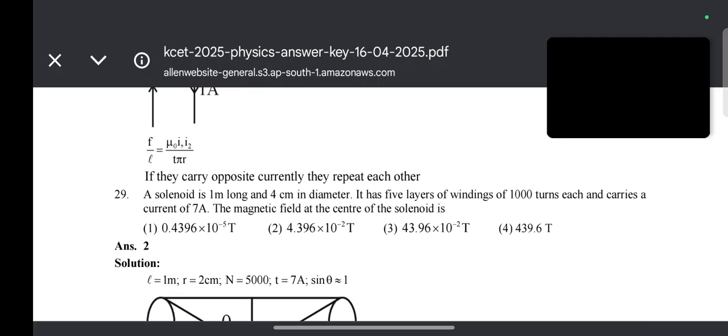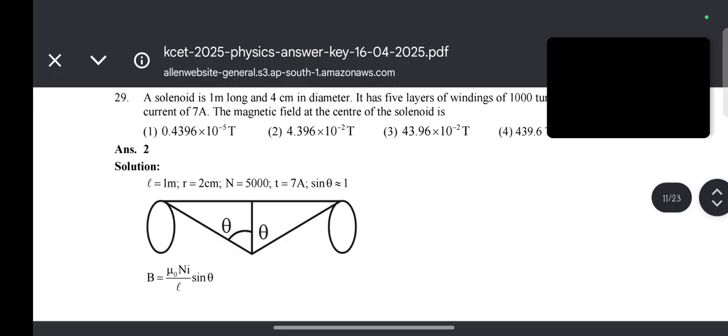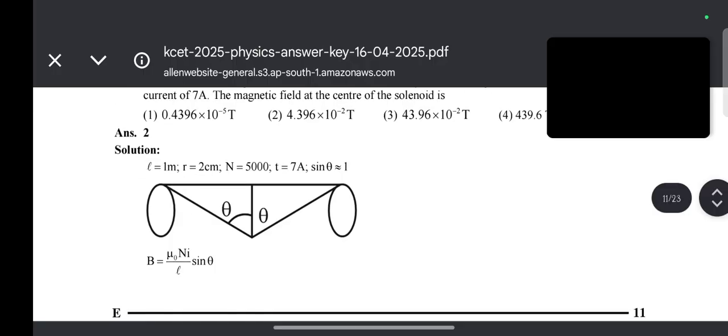A solenoid is 1 meter long and 4 centimeter in diameter. It has 5 layers of winding of 1000 turns each and carries a current of 7 ampere. So the magnetic field at the center of the solenoid is, so therefore L is equal to 1 meter, r is equal to 2 centimeter, N is equal to 5000 and I is equal to 7 A, and sin theta is equal to 1.